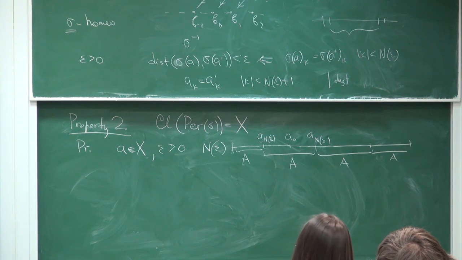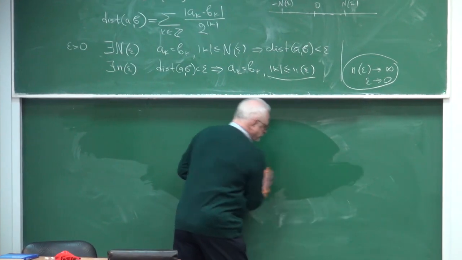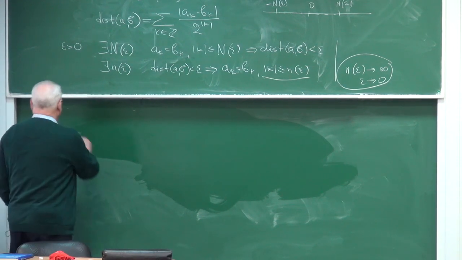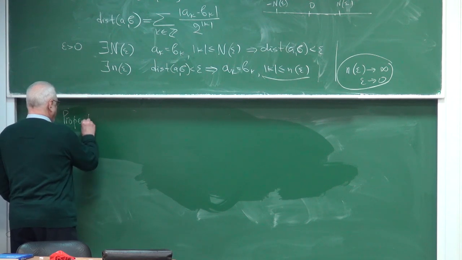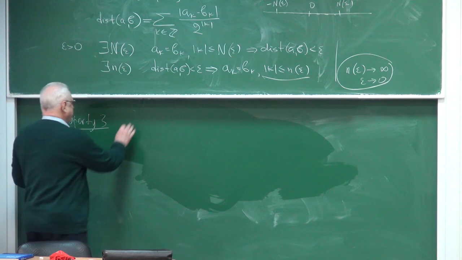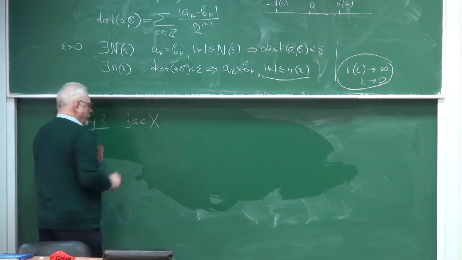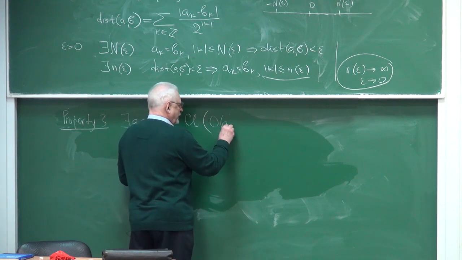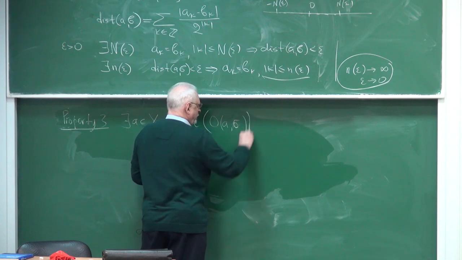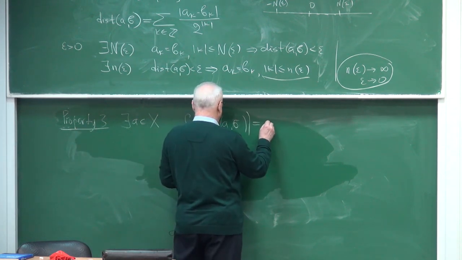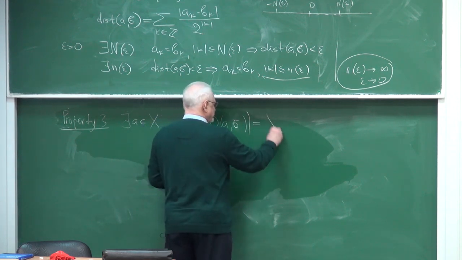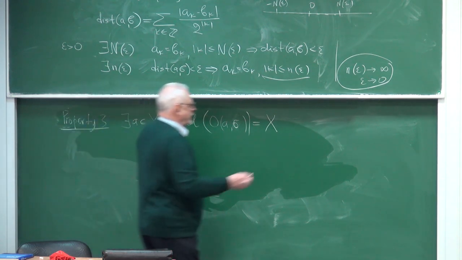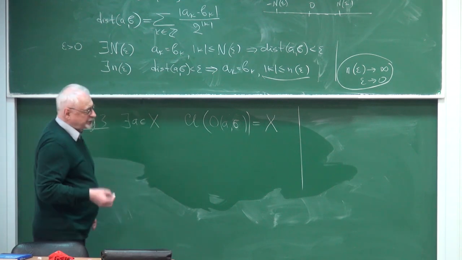And one more property, we will see later that it is useful in the theory of dynamical systems. There exists an element A of my phase space such that the closure sigma of its trajectory is X. I'm sorry. I had to define it previously.